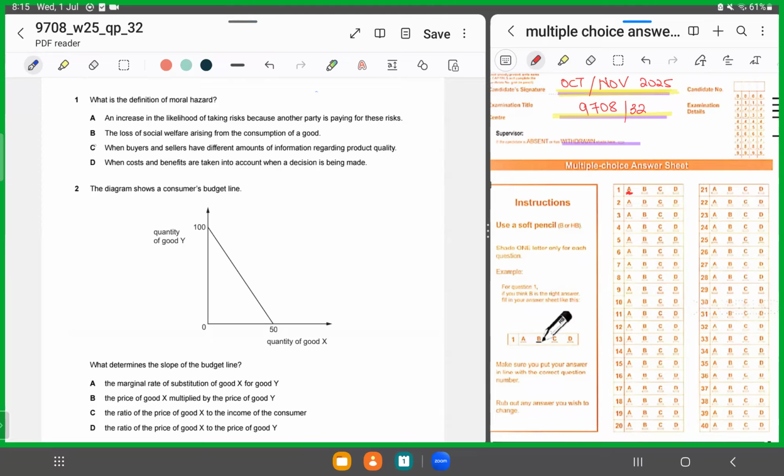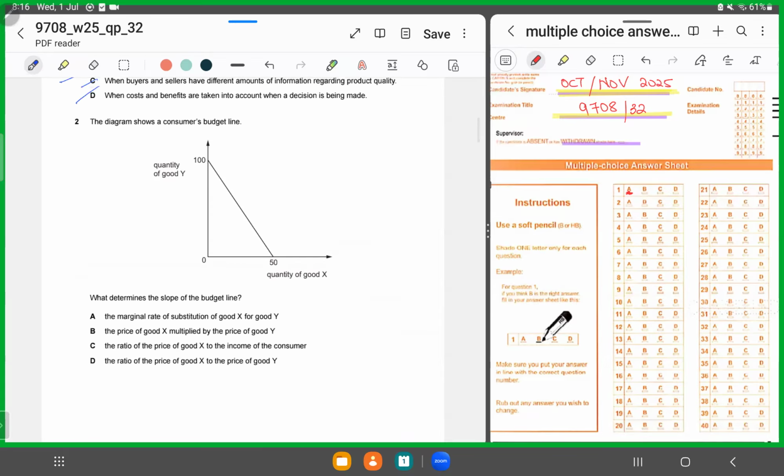So we'll chop B. C says the loss of social welfare when buyers and sellers have different amounts of information regarding product quality. So that's talking about asymmetric information. That's not relevant. D says when costs and benefits are taken into account when a decision is being made. So when you are considering the costs and benefits, you're actually making a rational decision. So again, that's irrelevant to what the question is asking. So for one, we'll shade in A as the correct answer.